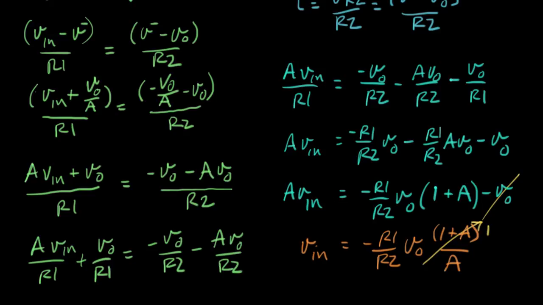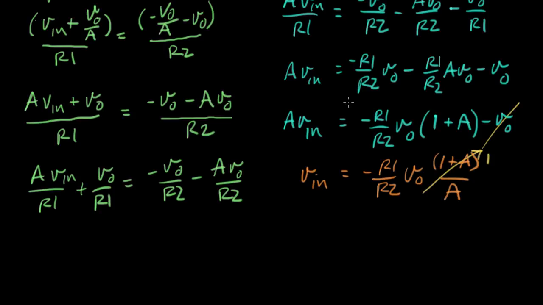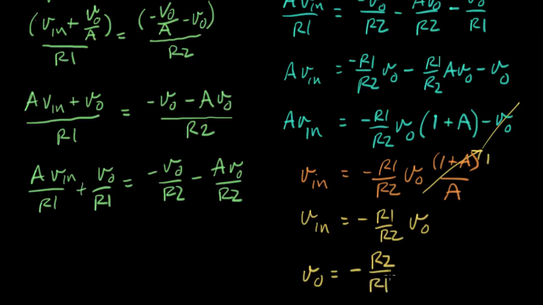And let me roll up a little bit more just to have a little bit more room. Now what we have is what? V in equals minus R1 over R2 times V out. And I want the expression just in terms of V out, so I'm going to spin this around, and we'll get V out equals minus R2 over R1 times V in.